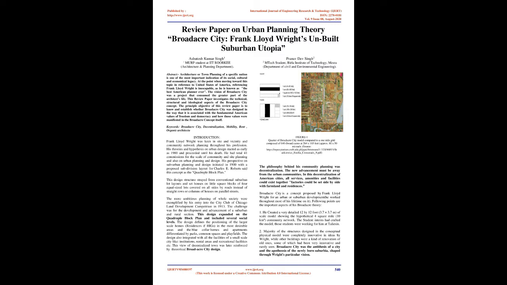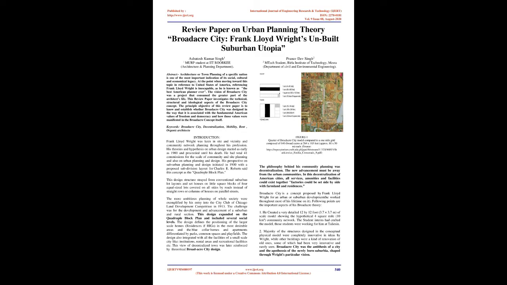The principal objective of this review paper is to know and establish whether Broadacre City was designed in the way that it is associated with the fundamental American values of freedom and democracy, and how those values were manifested in the Broadacre concept itself. Keywords: Broadacre City, decentralization, mobility, rent, organic architecture.